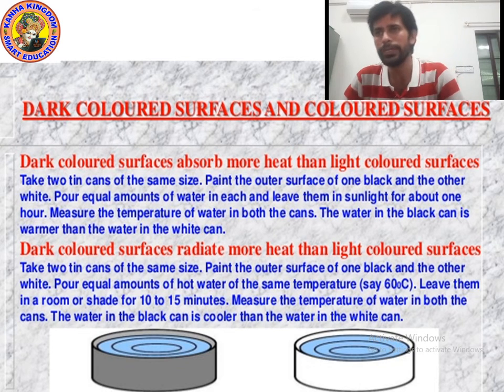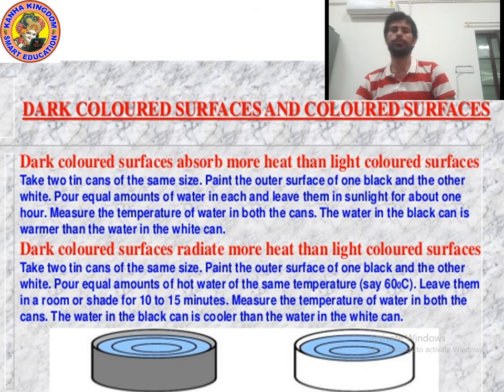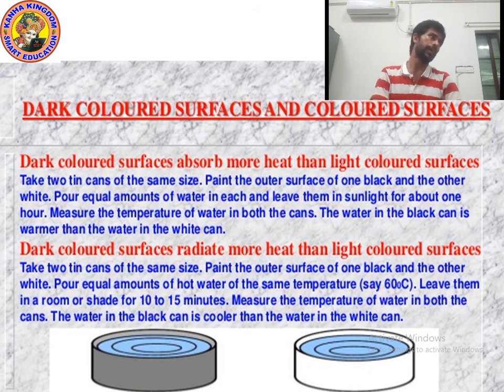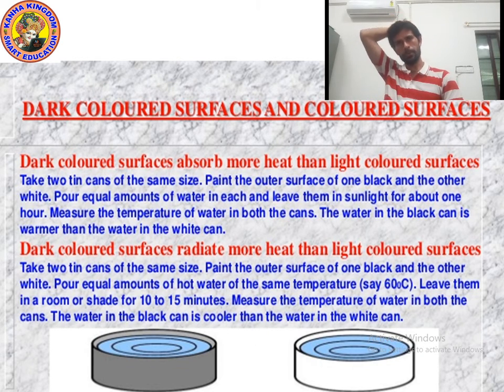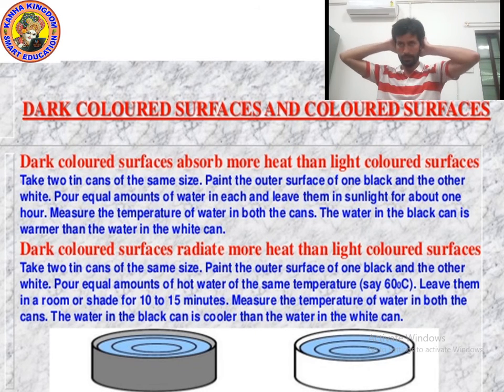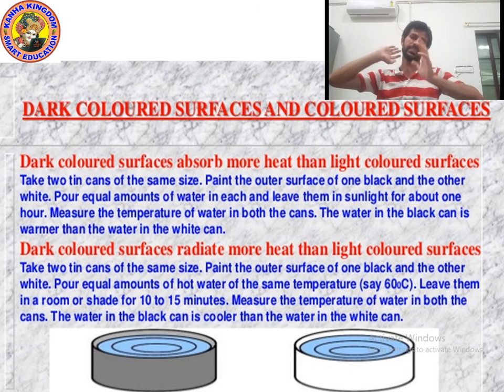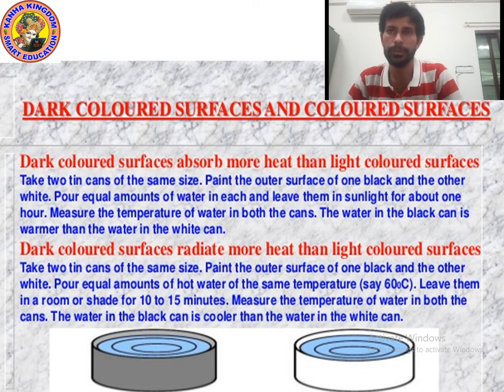Okay, so you can do a simple experiment. You can take two tin cans of the same size, paint the outer surface of one black and the other white. So what will you do? Again, you will take the same cans, and paint one with a black color and another with a white color. Then you will pour an equal amount of water of the same temperature, around 60 degrees Celsius. Okay, you will pour the water. Then what will happen? Leave them in a room or a shade for 10 to 15 minutes. Now what will you do? You will leave them in a room or in a shadow.